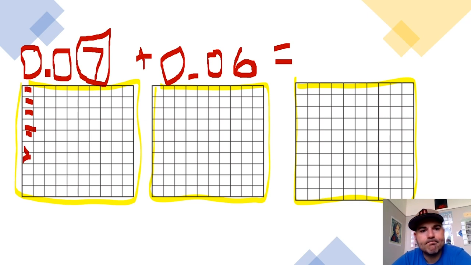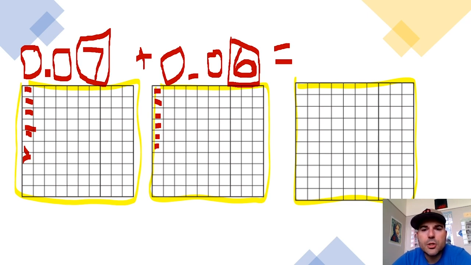1, 2, 3, 4, 5, 6, 7. And in my second number, I have 6 hundredths. That means I have 6 of these 100 squares. 1, 2, 3, 4, 5, 6.